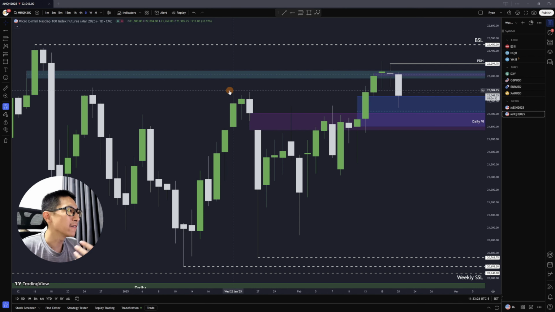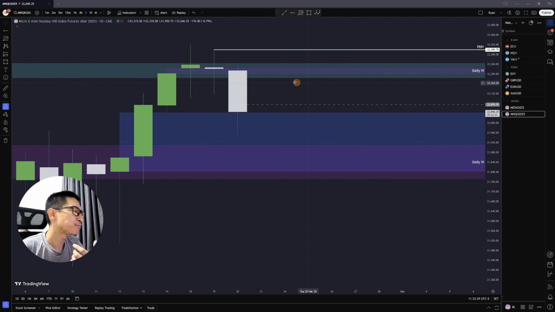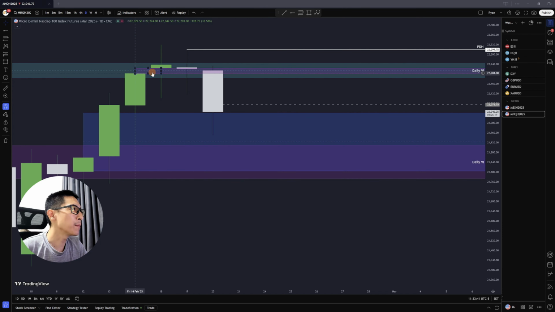Just to give you an idea of my bias this morning, I was bearish because I'm looking at this old fair value gap. All these bodies are staying within it. And if you look even closer, we do have a volume imbalance as well, pretty much in the middle of that fair value gap. So there's a lot of confluences here. All the bodies are respecting it.